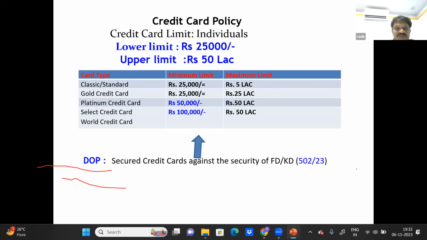Now, I have reduced this to a small table so that you can remember. Classic and standard card.